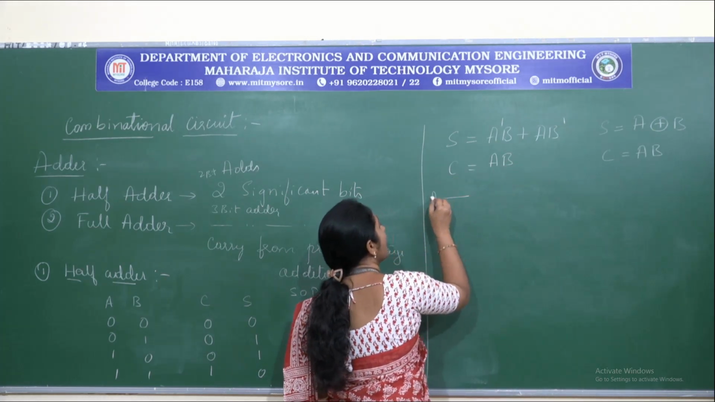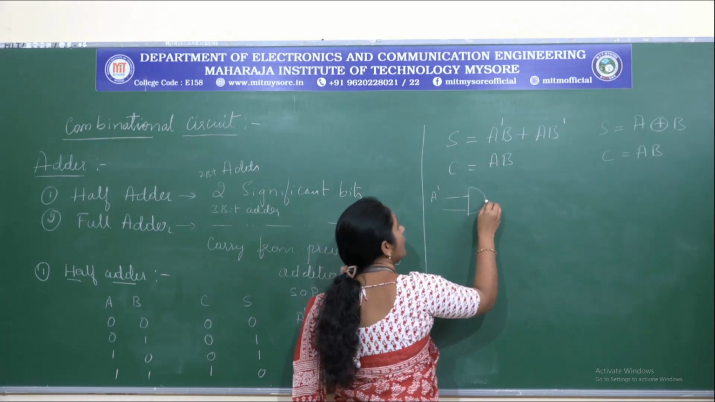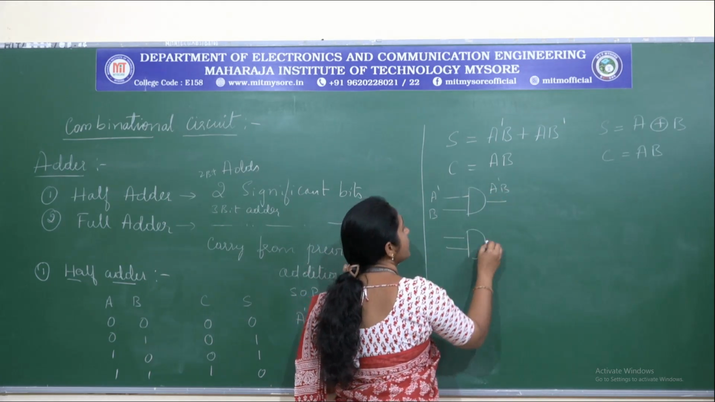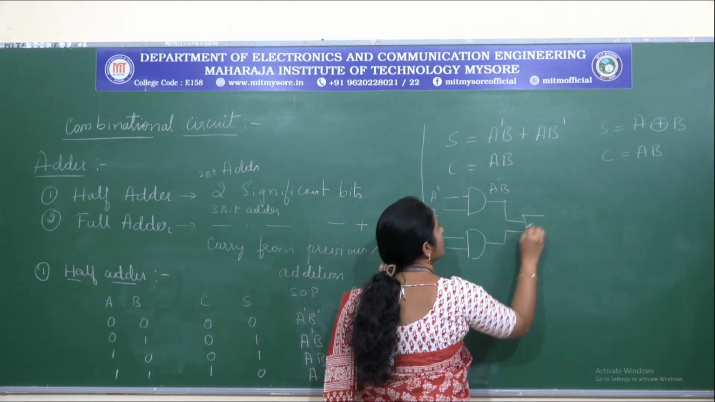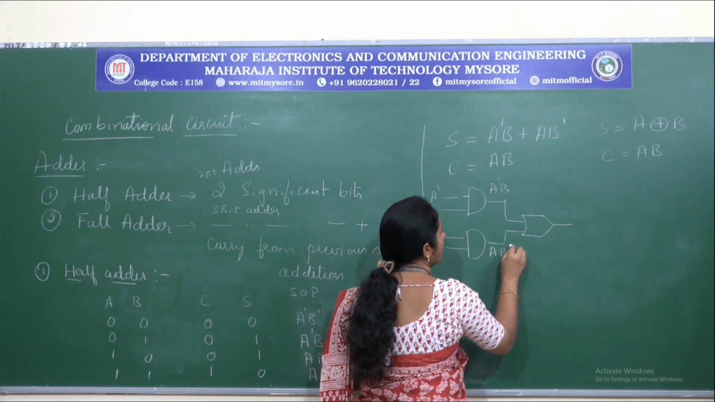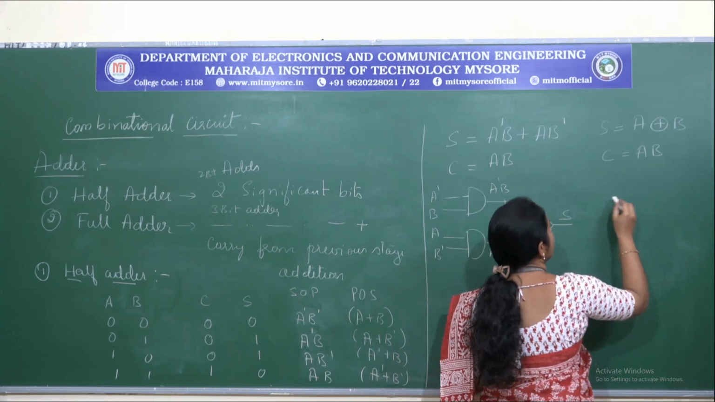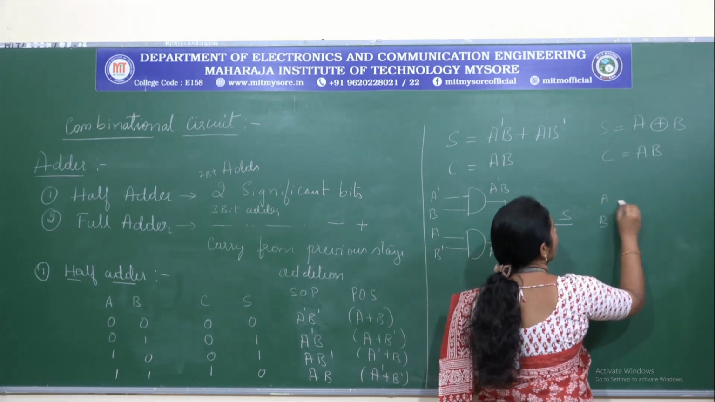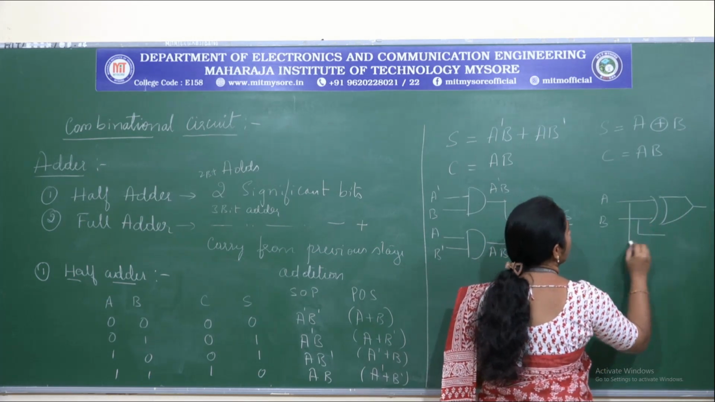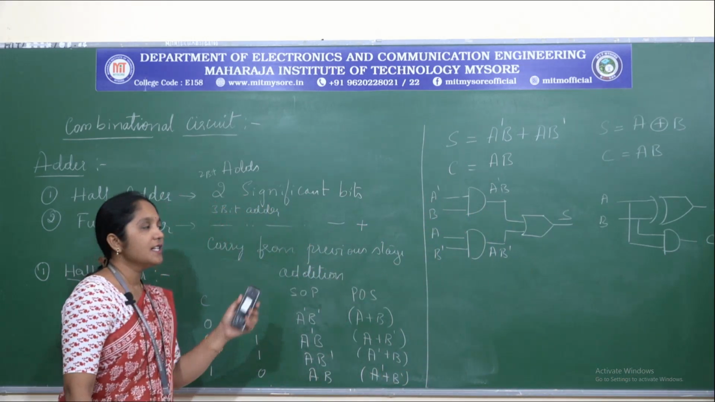Let us consider that complements are available. By considering that, we can represent this as A dash into B. Another AND gate is required, so 2 AND gates and 1 OR gate are required here. Here we have A B dash, and finally we have the sum expression here. If I write the circuit for this, it is very simple. We have A, B, which are given to XOR to obtain sum, and the same inputs are given to carry. So these are the 2 circuits we have.